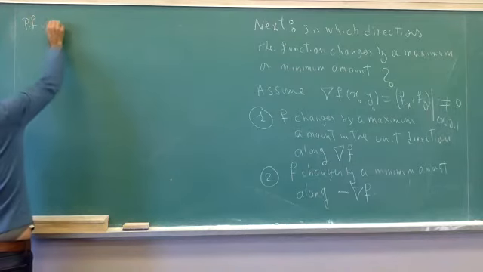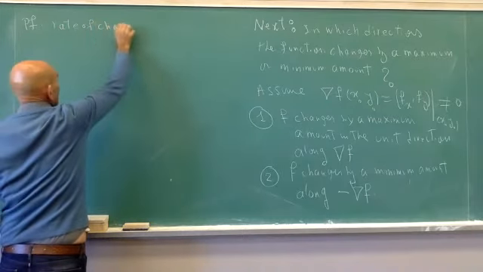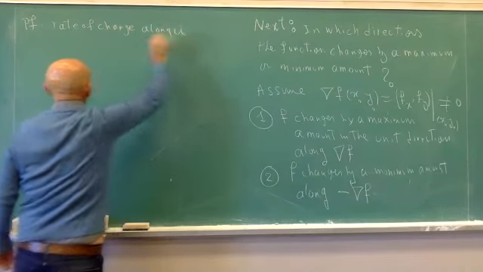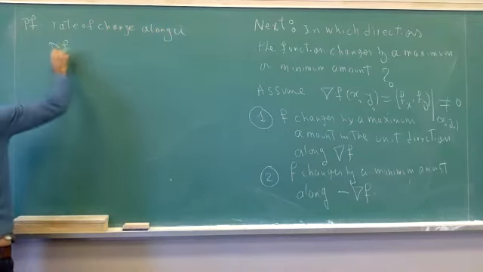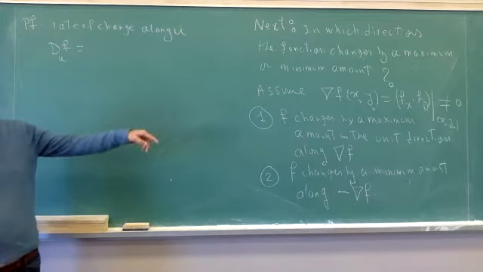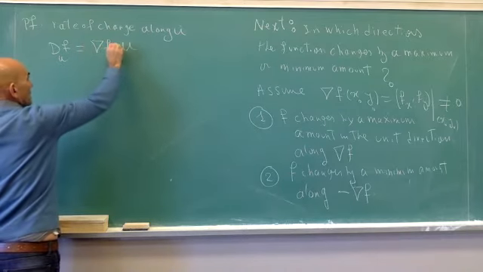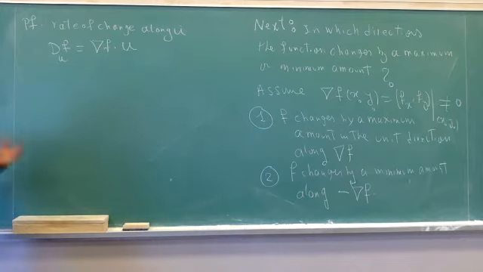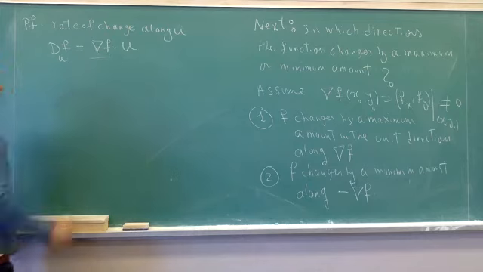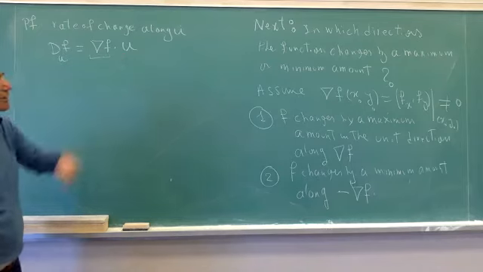So the rate of change along u, of course, this was the directional derivative, right? But we notice that this is just a dot product of the gradient with u. Now, this gradient is a non-zero vector, I just assume that we are in the case where that vector is non-zero.